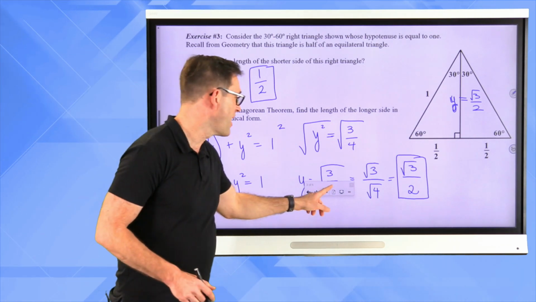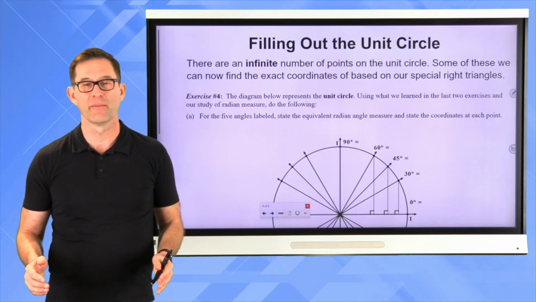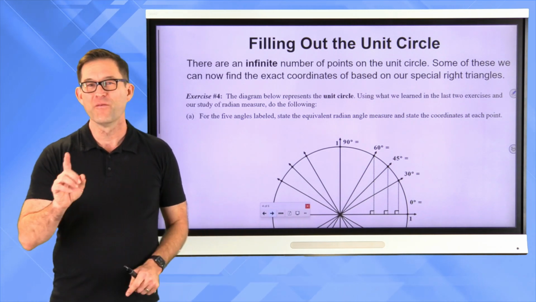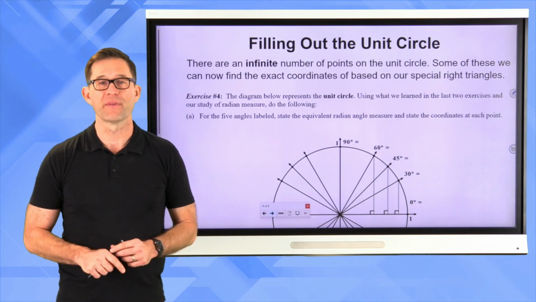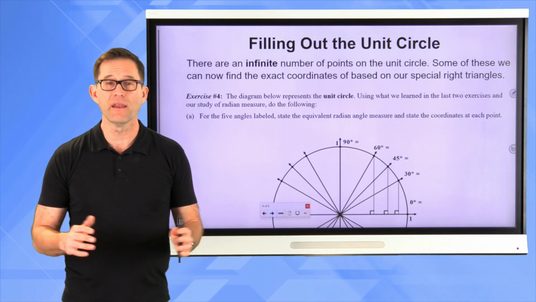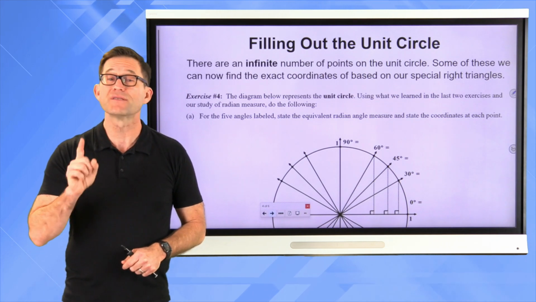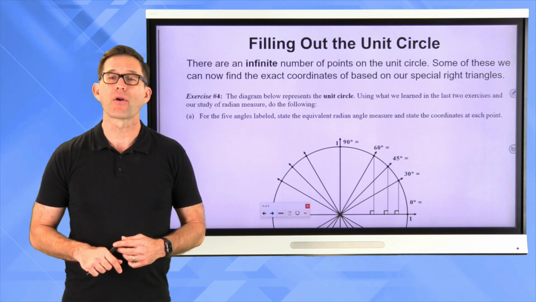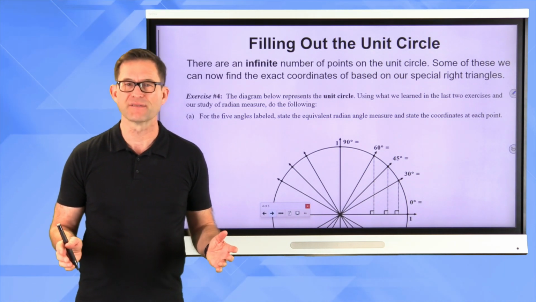Okay, so now we're going to come up with the most complicated diagram you will ever draw in mathematics, and I mean ever, filling out the unit circle. Now, to begin with, I want to be very clear about this. There are an infinite number of points on the unit circle, as there are on any continuous curve. Some of these, we can now find the exact coordinates of based on our special right triangles, and also just based on common sense, okay?